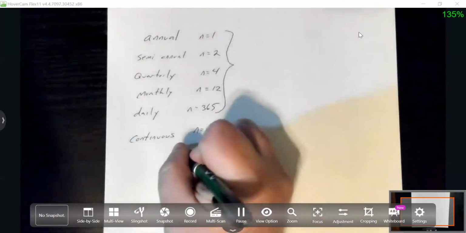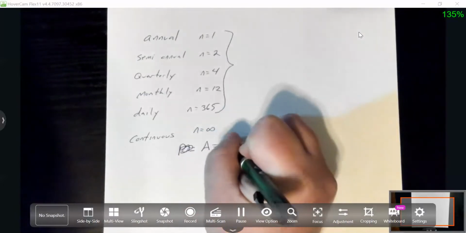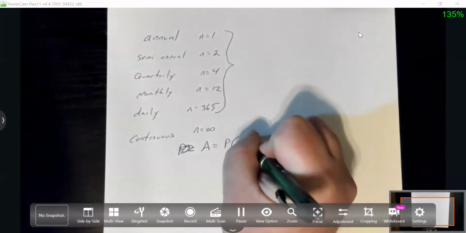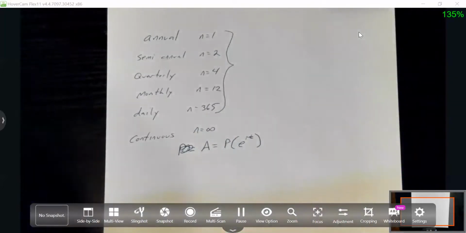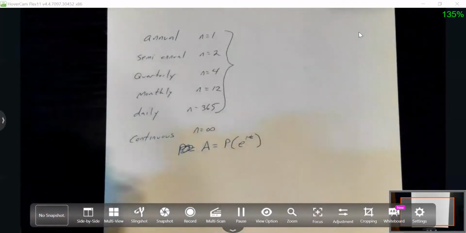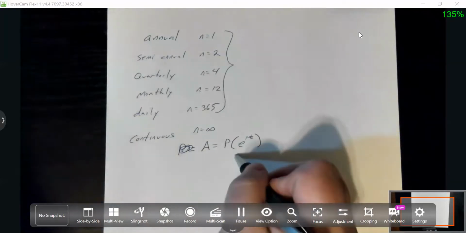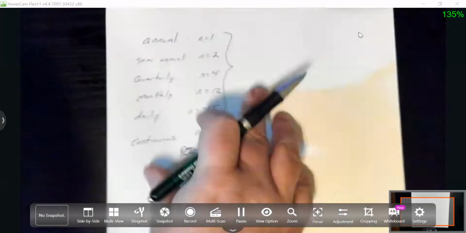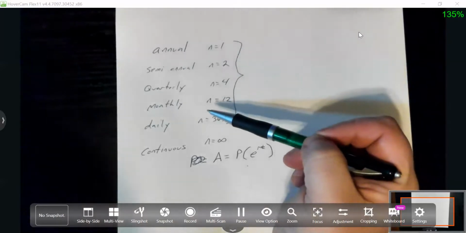So calculating continuously, we get our amount is equal to P times e to the RT, where e is just a number. It's a transcendental number, it's 2.71, and goes on forever like pi. So this is how we would calculate something continuous. I'll do one example of that in a minute. So the more often that we compound, the more the money builds up and the quicker it builds up.